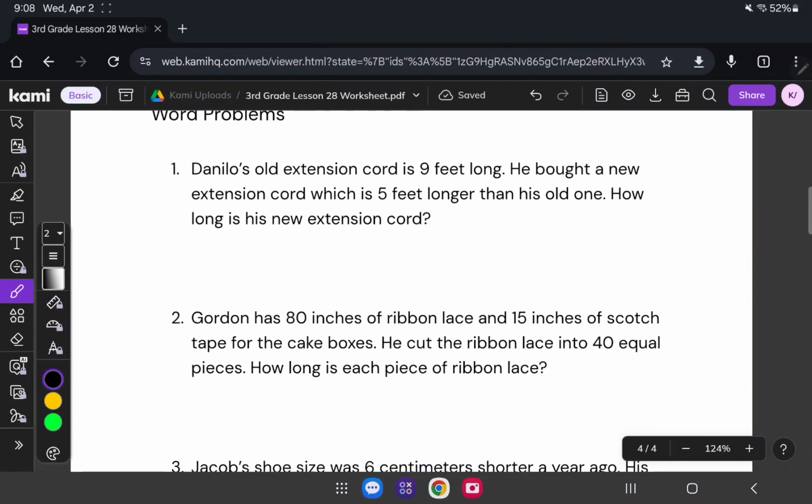All right, here it says Danilo's old extension cord is 9 feet long. He bought a new extension cord which is 5 feet longer than his old one. How long is his new extension cord? So we just do 9 plus 5, which is 14 feet.